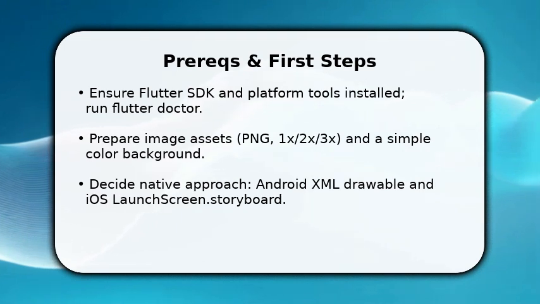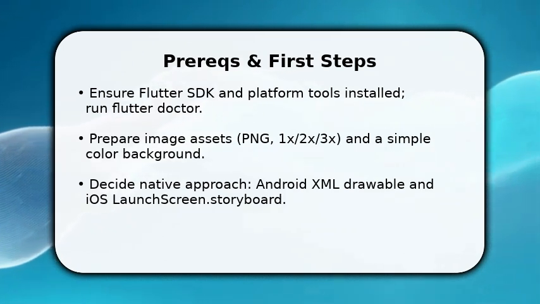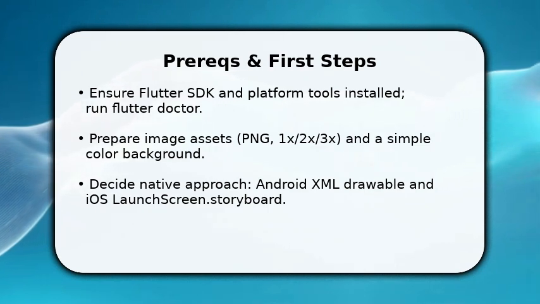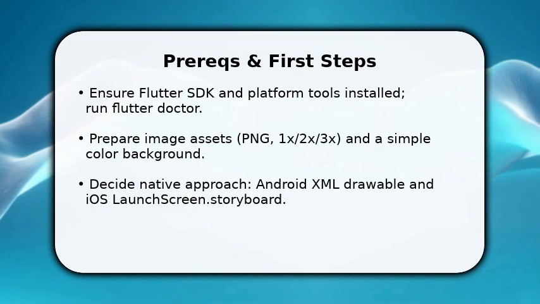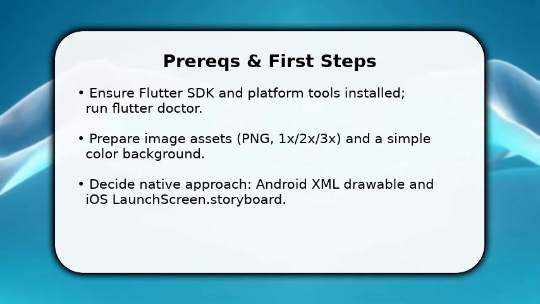Now, open the Android and iOS host projects. This is where you change the default native Splash instead of a Flutter overlay. Once done, create or update a drawable resource for Android and prepare an iOS launch screen storyboard asset to reference.